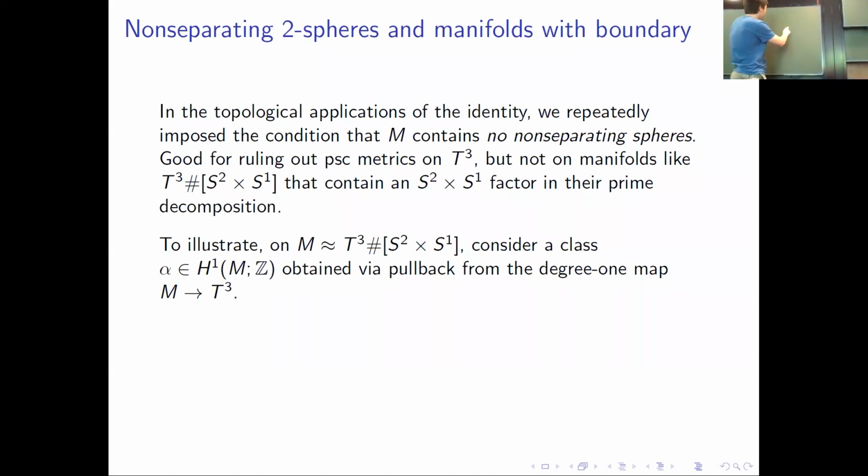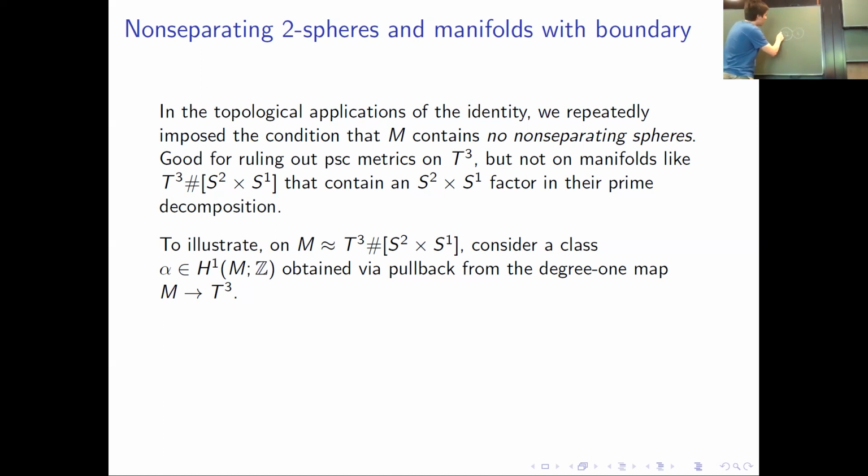So let's see, here's your T3, and then let's say you're connect summing an S2 cross S1. So you're taking the homology class. By the way, is this visible? Okay. So maybe somewhat. It's hard to see a little. Maybe I'll make it a little bigger. Is there a darker color? I don't think so. So I'll just be brief.